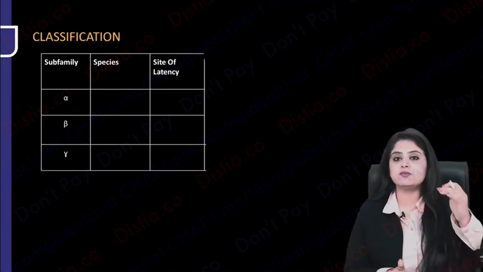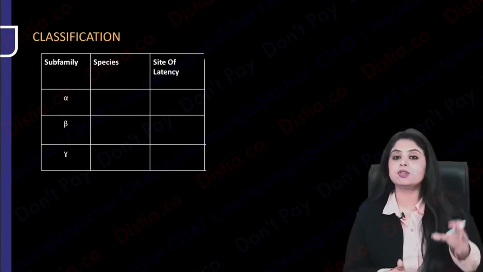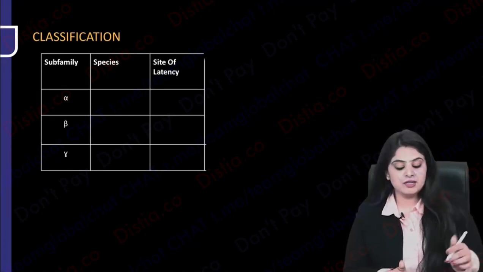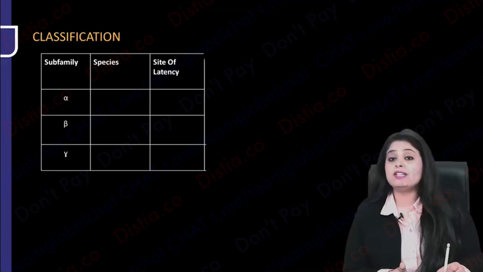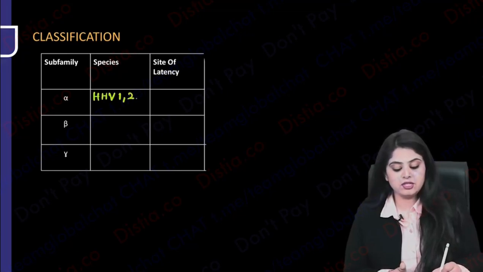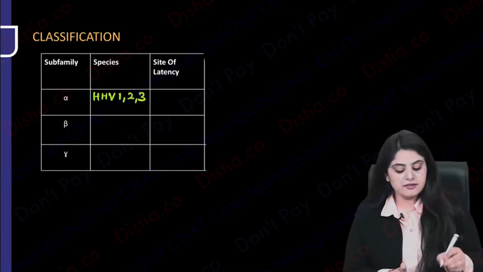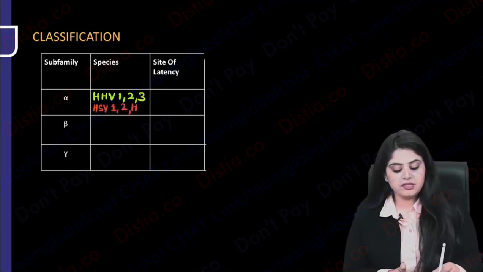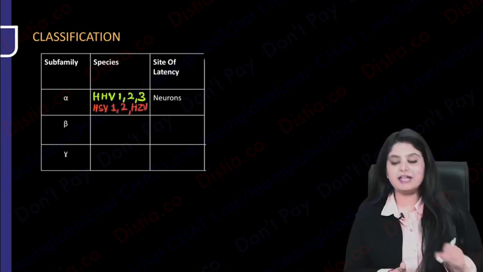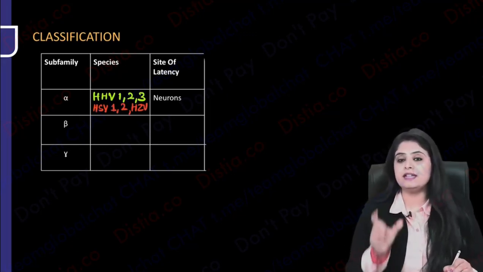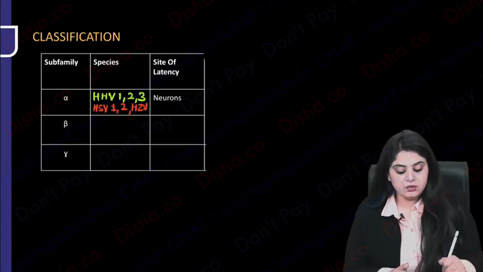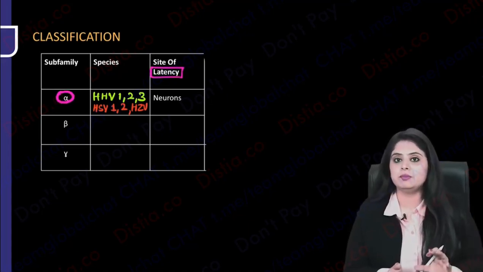Instead of putting it as HHV 1, 2, 3, 4, 5, 6, 7, 8, they put it into alpha, beta, gamma. The ones that I'm talking about, that is HHV 1, 2 and 3, can you recall their names? They were herpes simplex virus 1 and 2 and herpes zoster virus. You know where they reside? They reside in the neurons, their latency. Where are they going to sit? In the neurons. That is why they are put under one category, a subfamily called the alpha herpesviridae.